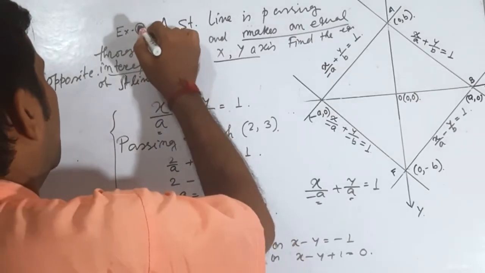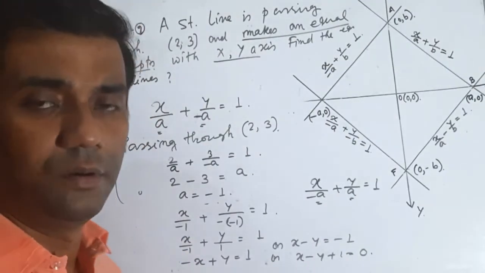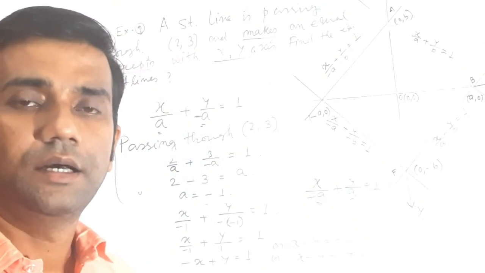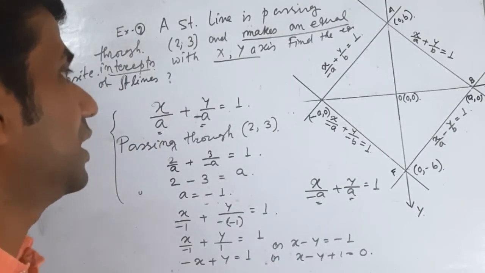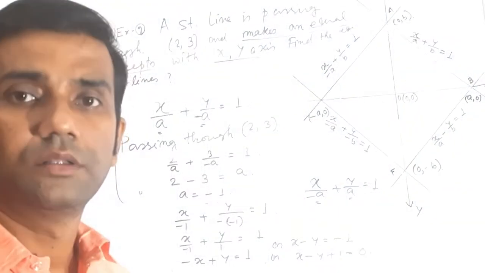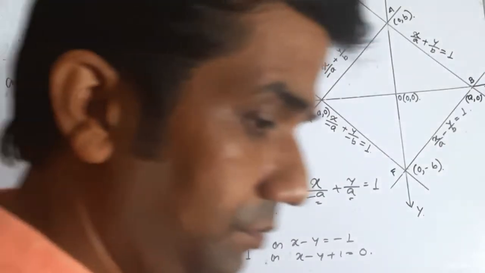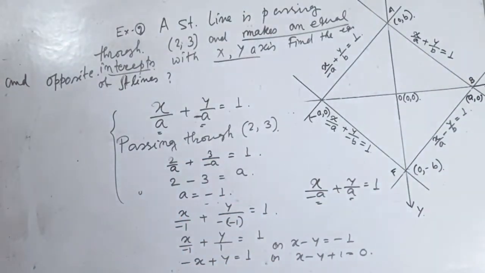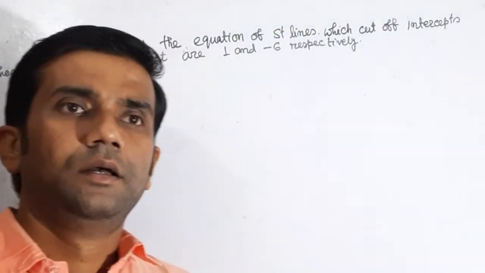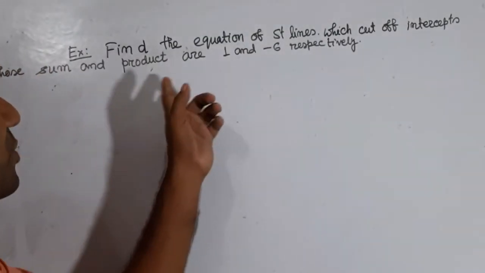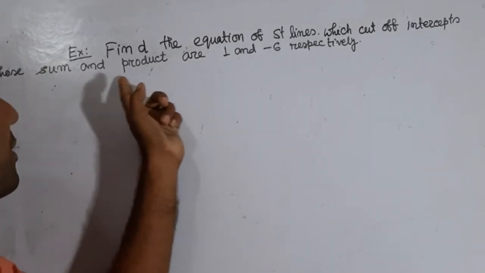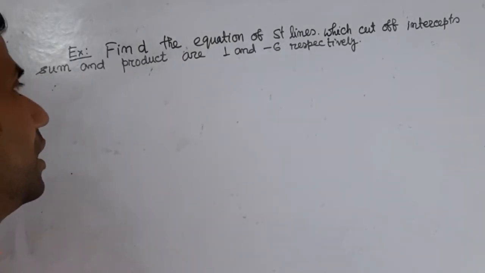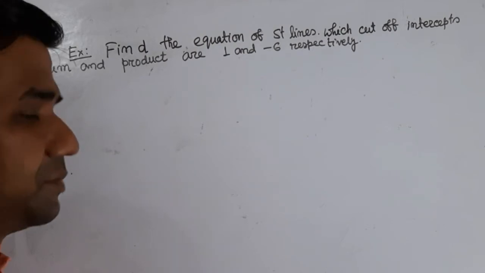This is example 1 and example 2. Now I am discussing here some more examples of this type. So, example 3. Next, the problem is: find the equation of the straight line which cuts off intercepts whose sum and product are 1 and minus 6 respectively.